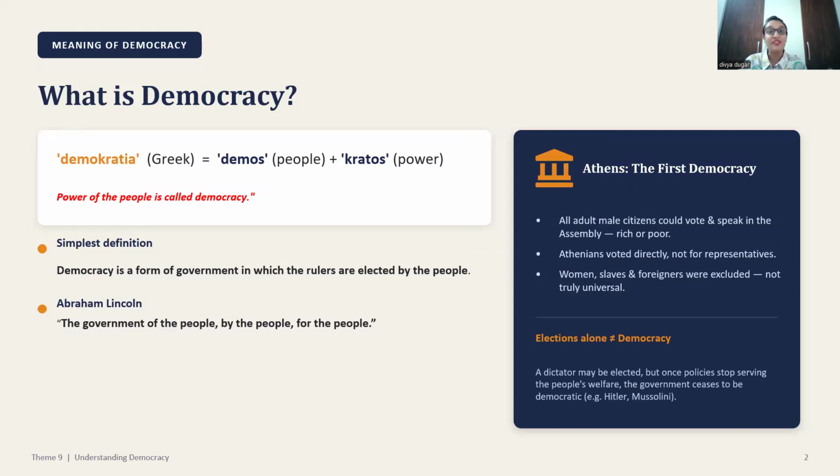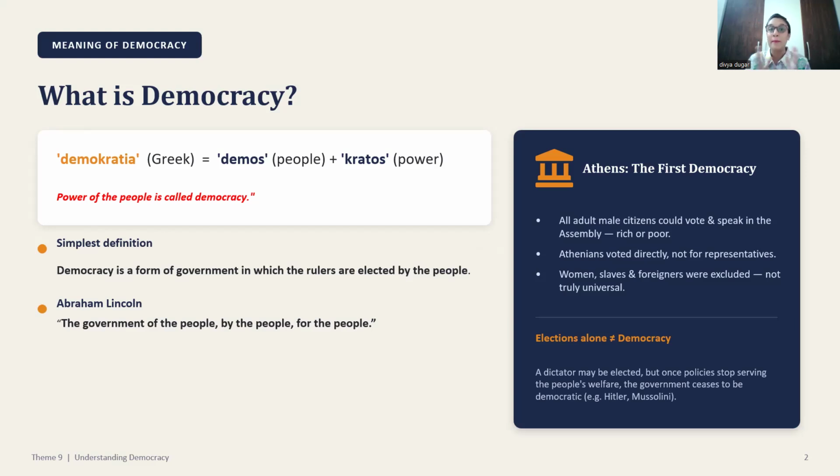So now, students, first of all, you should know what is democracy. Okay. So as the chapter name is understanding democracy. So what is democracy? So students, democracy is derived from the Greek word demokratia, that is equal to demos and kratos. So demos means people and kratos means power. So power of the people is democracy.